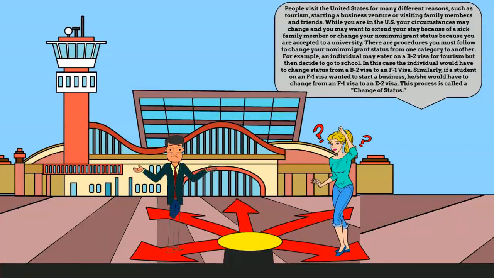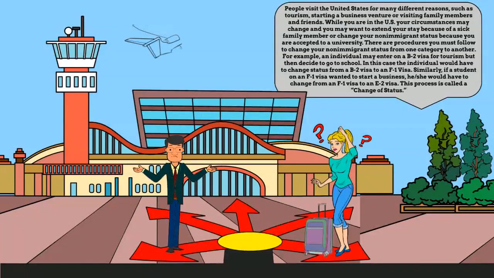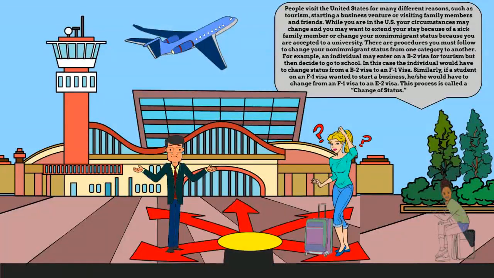For example, an individual may enter on a B2 visa for tourism, but then decide to go to school. In this case, the individual would have to change status from a B2 visa to an F1 visa. Similarly, if a student on an F1 visa wanted to start a business, they would have to change from an F1 visa to an E2 visa. This process is called a change of status.